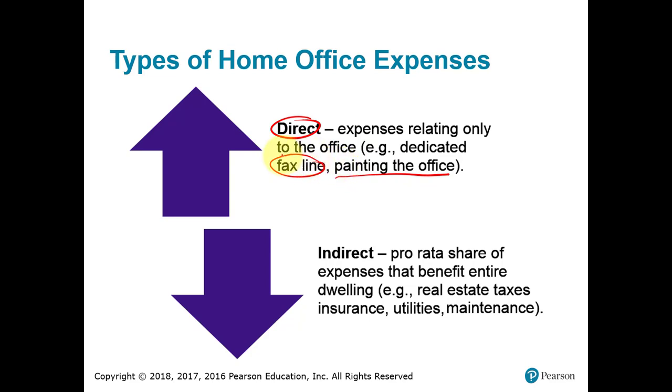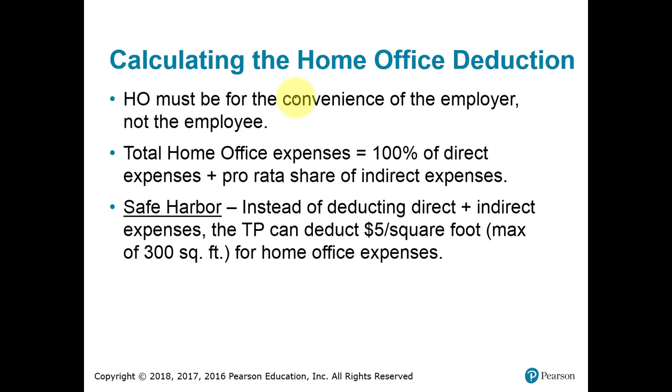If you have indirect costs that benefit the whole property, like these here, then maybe you need to take a percentage. That's the business square footage over the total square footage of the house. You use this ratio and multiply it by these costs and match it up with the direct costs to get the deduction for home office. There's an alternate way of claiming a home office deduction, and that's $5 a square foot, versus the way I just showed you in the previous slide.